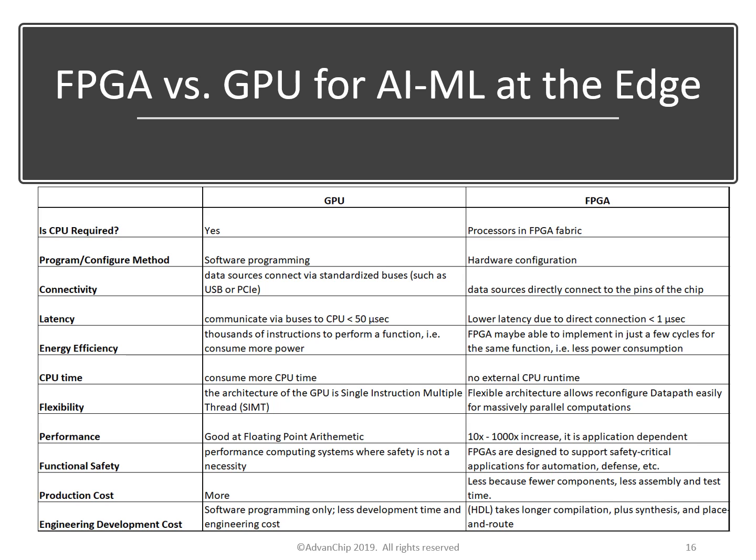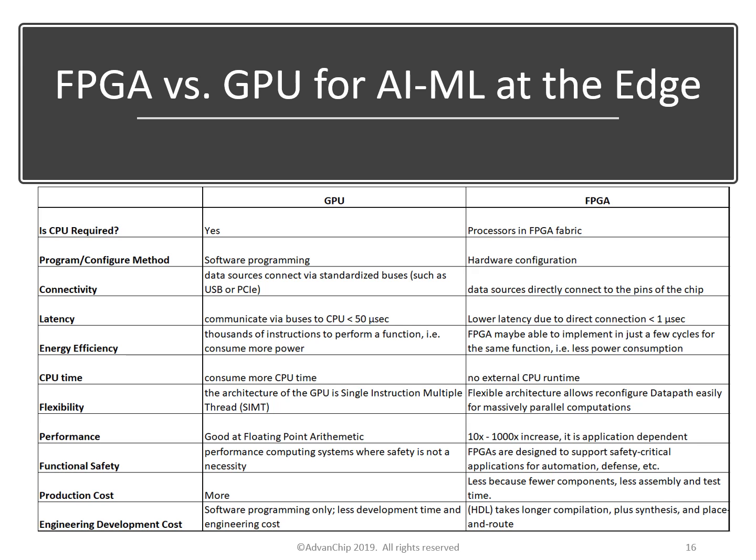FPGA is the GPU for AI and machine learning at the edge. GPU requires a CPU, but FPGA has a processor in the fabric. GPU connects to the data source through a standardized bus, but FPGA can connect the data source directly to the pins of the chip. The architecture of GPU is single instruction multi-thread, but FPGA has a flexible architecture that allows massive parallel computation.